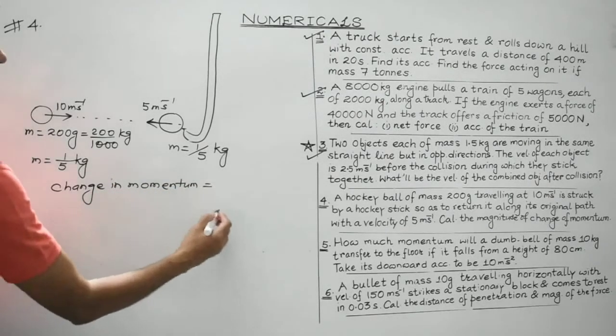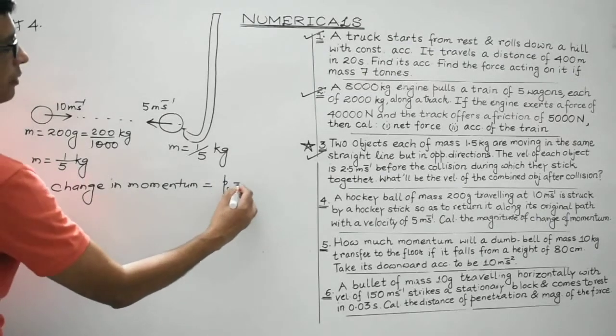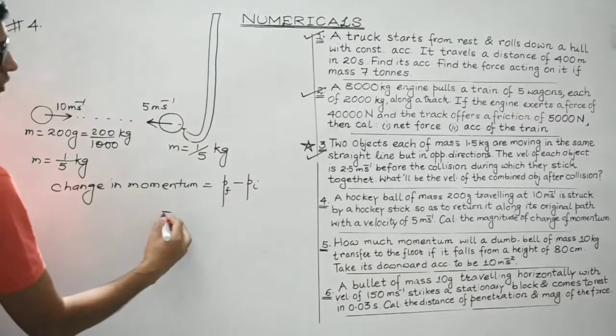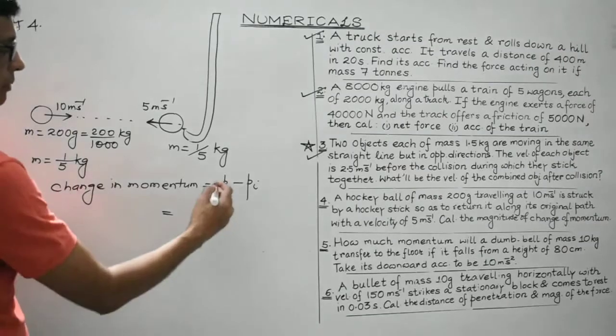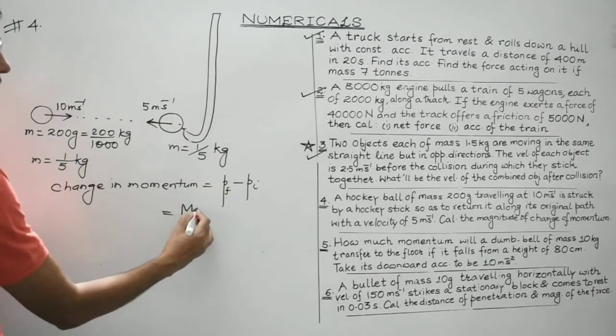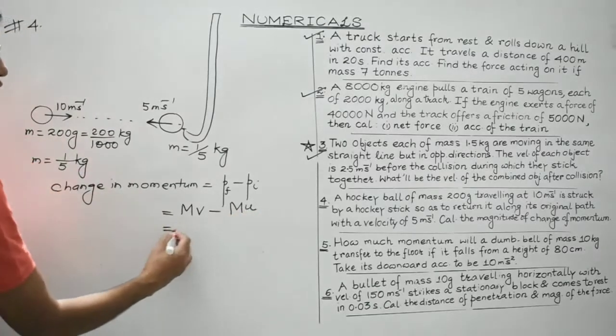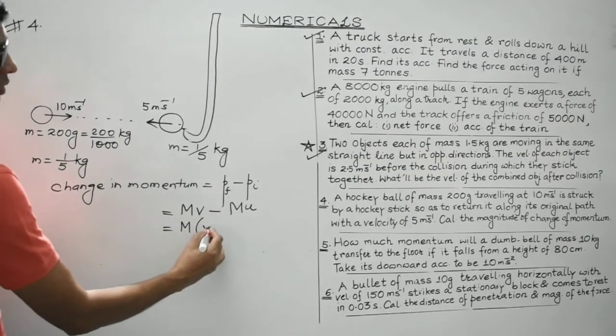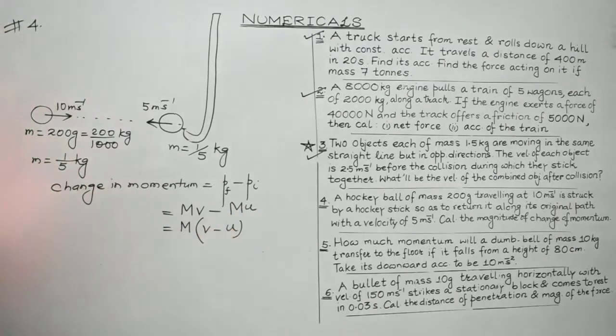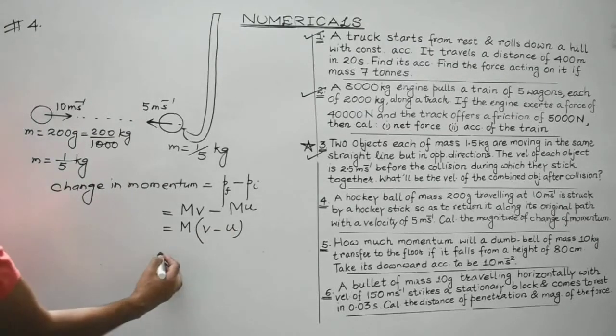Change in momentum is Pf minus Pi, final momentum minus initial momentum. Final momentum is mv. Initial momentum is mu. So it will be m(v minus u), right, students? Okay, this is to be found.